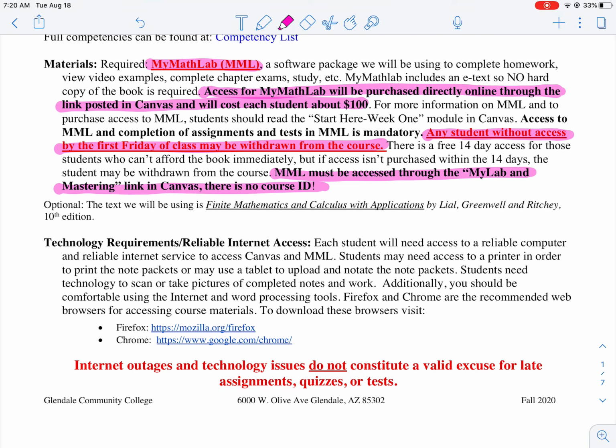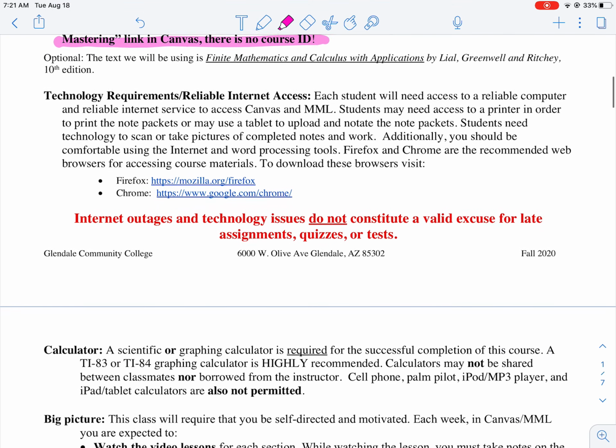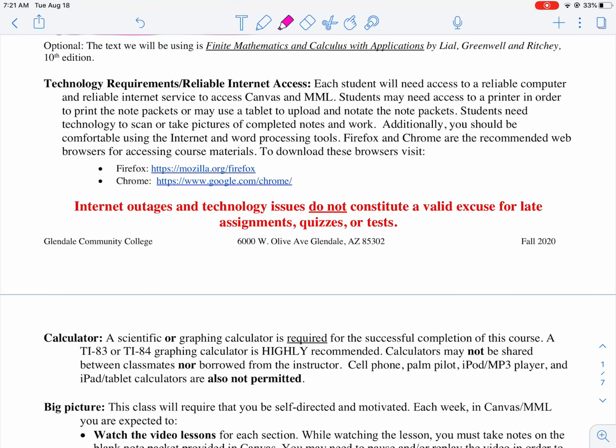Through Canvas for the first time, you need to be able to set up an account and link our class so that you can get in. Okay, so you have to make sure you go through Canvas. Because this is an online class, you need to make sure that you have the appropriate technology and reliable internet access. Each student will need access to a reliable computer and reliable internet to access Canvas and MyMathLab.